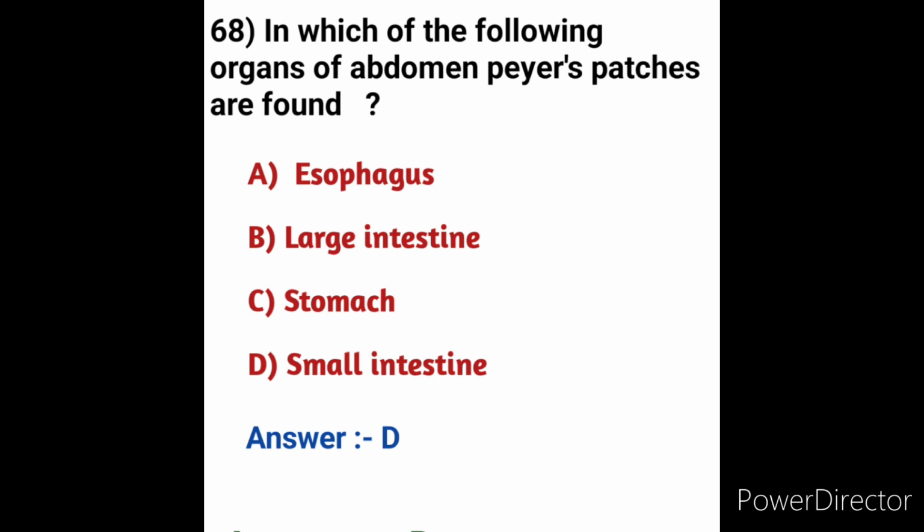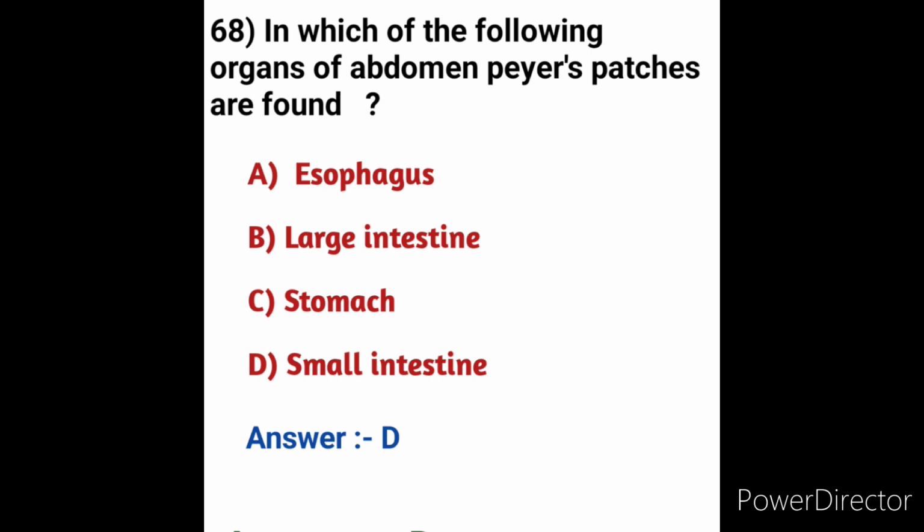Peyer's patches are found around the abdominal organs. The Peyer's patches are a series of small lymphoid organs situated in the wall of the small intestine. The B lymphocytes reside in germinal centers of the small intestine. So here option D is the correct answer, small intestine. The abdominal Peyer's patches are found in the small intestine.